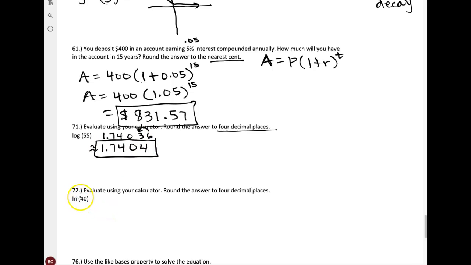Okay, and then the next one, now we're just doing the natural log. So using that natural log button, again, sometimes you'll have to do the natural log and then the 40, or the 40 and then the natural log. And on this one, you should get 3.6889. Okay, that will be your answer on that.